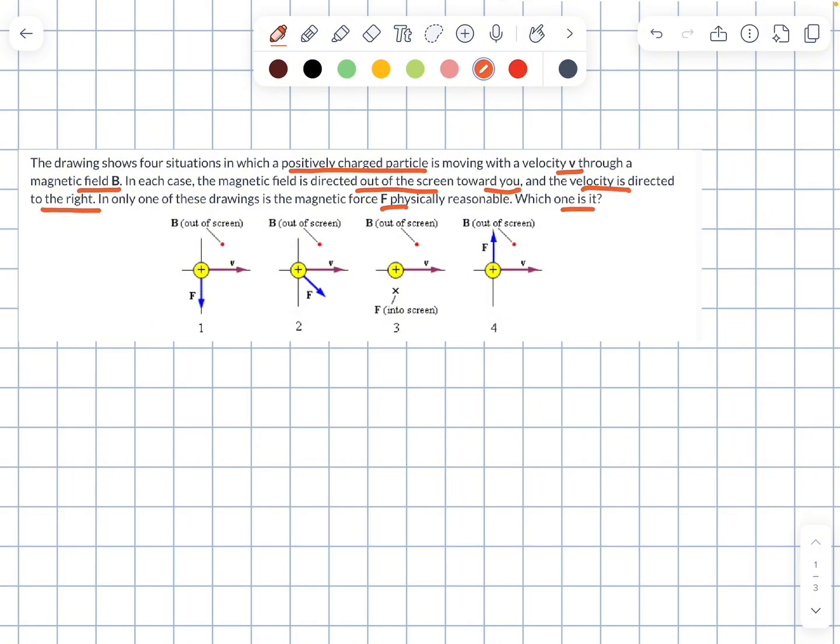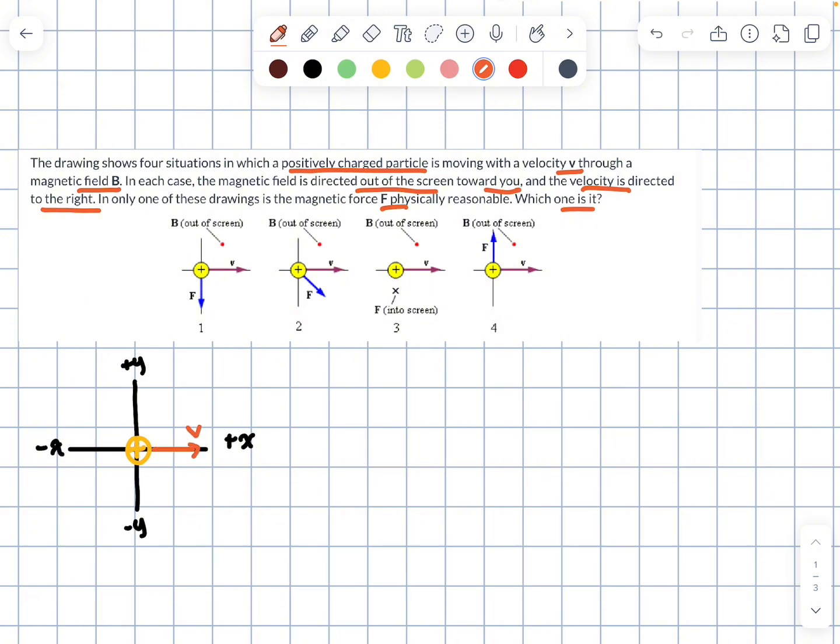Which one is it? All right, so let's go ahead and imagine this. So we have our plane here, with positive y and positive x, and we have a positively charged particle. All right, so we're going to be using the right-hand rule with a velocity v through magnetic field B. The magnetic field is directed out of the screen towards you, and the velocity is directed to the right. Okay, let's take that into account.